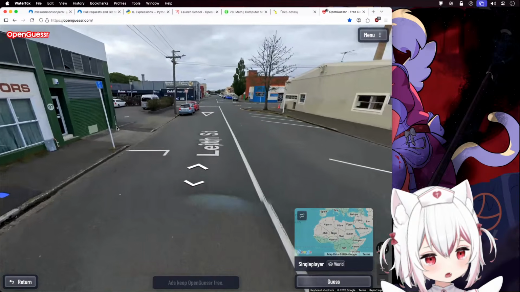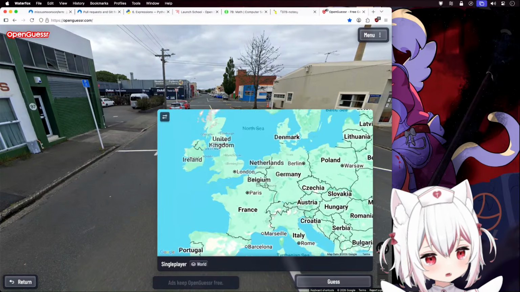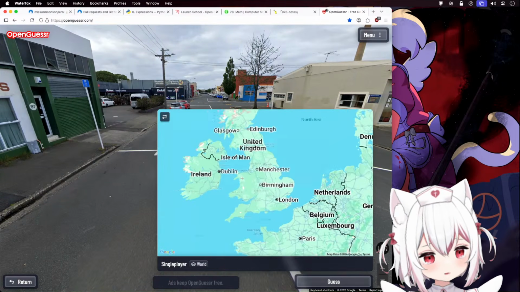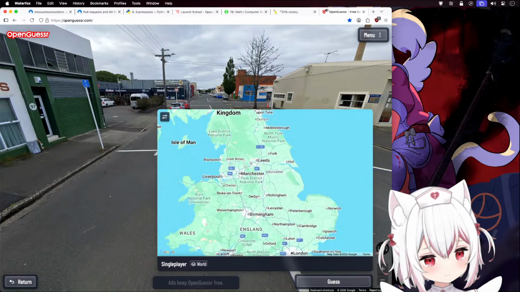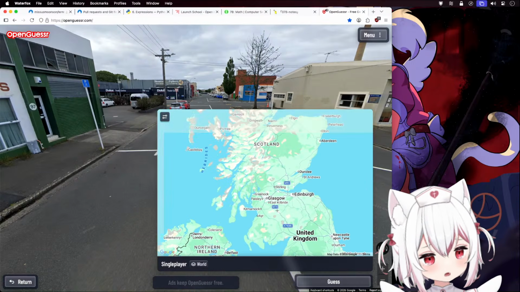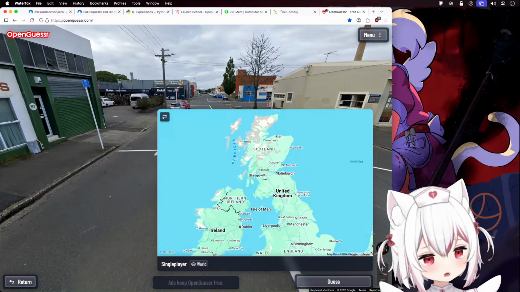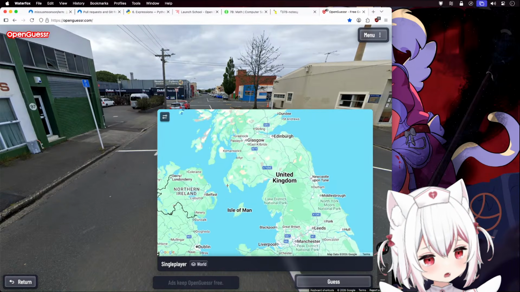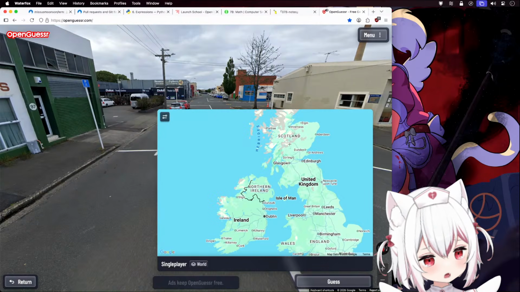A, B, C, D. Okay, Leeds, Liverpool. Those start with L's. I think we're getting close. Latin. They said something about Scottish and what's the other one? Scottish and Irish. So maybe it's like in between Scotland and Ireland. So Scotland is here and Ireland is here. It's like somewhere in here. Like right in the middle.